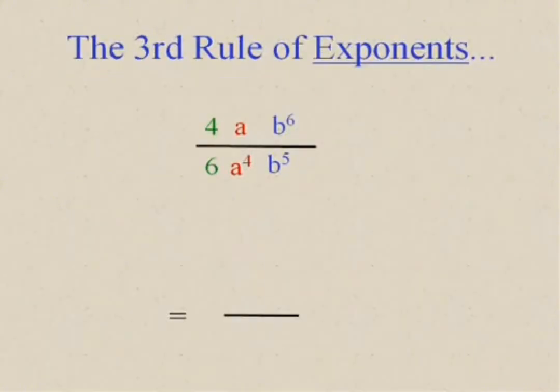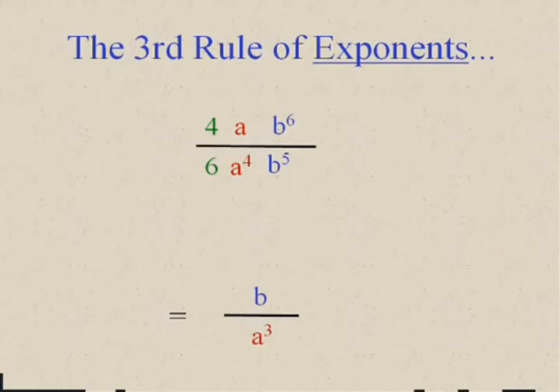Well, let's use that rule when we do this problem. That's really a to the 1st and a to the 4th. So we're going to go 4 minus 1, largest minus smallest, and put the answer where the largest one, the 4, was. A to the 3rd. B to the 6th and b to the 5th. 6 minus 5 is 1. Now come on, we don't write b to the 1st. We only write b. Okay, so don't be writing ones, you'll embarrass yourself.